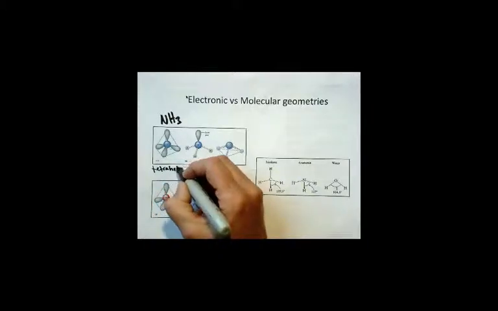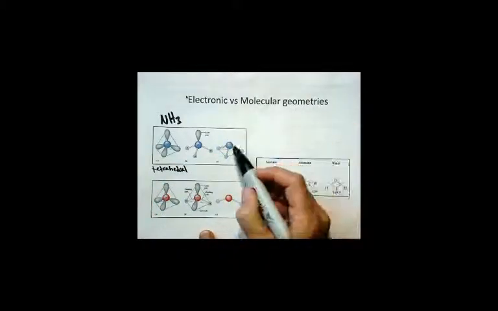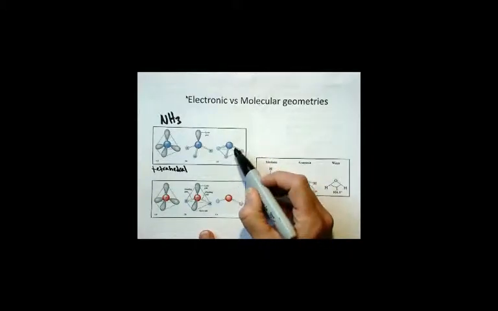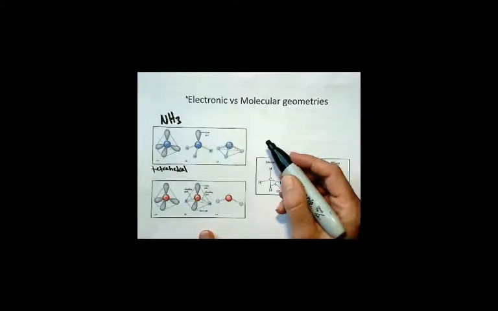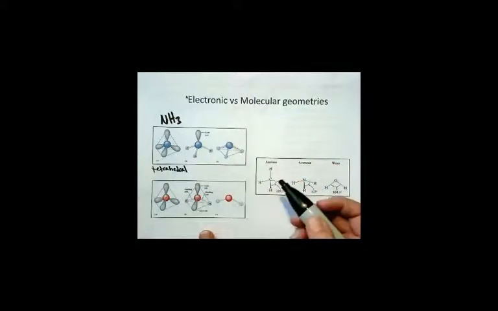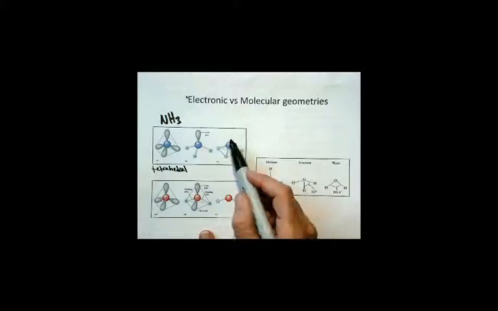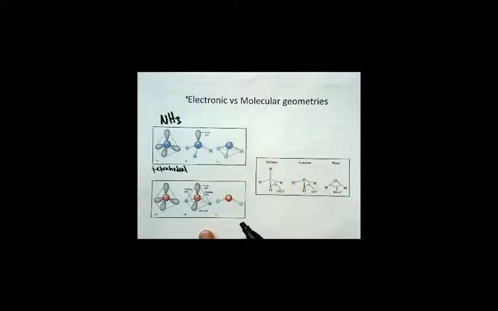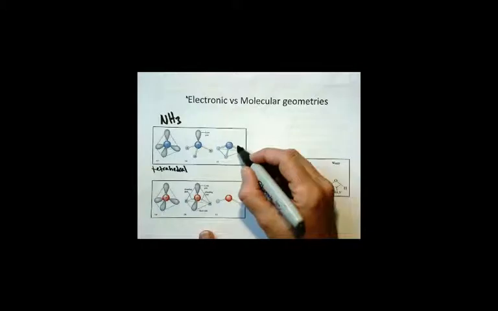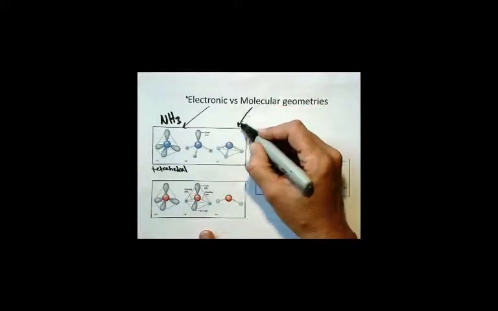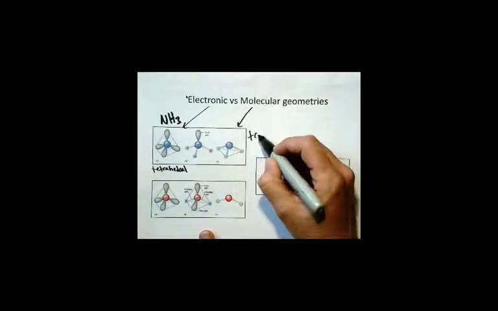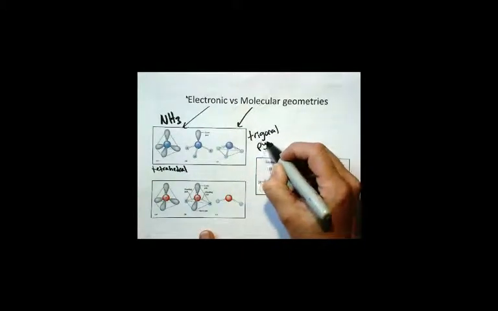Okay, but the actual molecular geometry, what does the molecule look like? You just look at the positions of the atoms, and in this case it looks like a trigonal pyramid. All right, so the molecular geometry is different than the electronic geometry when you have a non-bonding region on the center atom. And this particular molecular geometry is called trigonal pyramidal. So this would be the electronic geometry, and the molecular geometry would be trigonal pyramidal in this case.